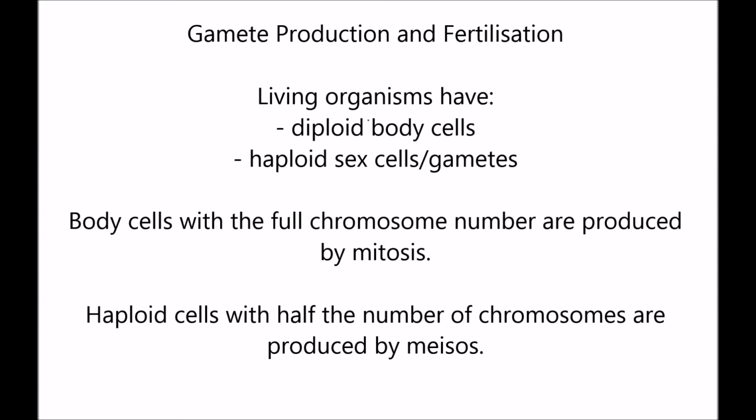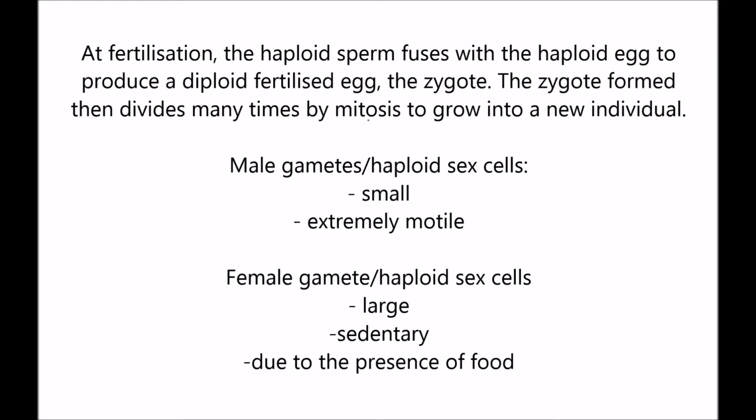Living organisms have diploid cells and haploid cells, also known as gametes. Body cells with a full chromosome number are produced by mitosis. Haploid cells with half the number of chromosomes are produced by meiosis. At fertilisation, the haploid sperm fuses with a haploid egg to produce a diploid fertilised egg, the zygote. The zygote formed then divides many times by mitosis to grow into a new individual.